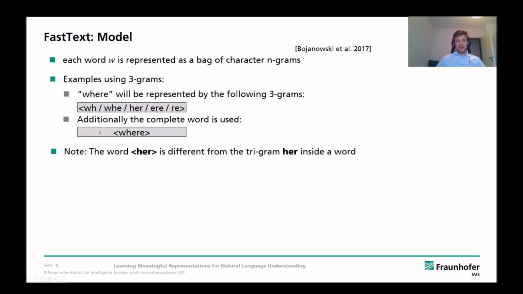Why do I say if possible? Because if we haven't seen a word during training, we can still create a representation of this word by omitting the representation of the whole word.